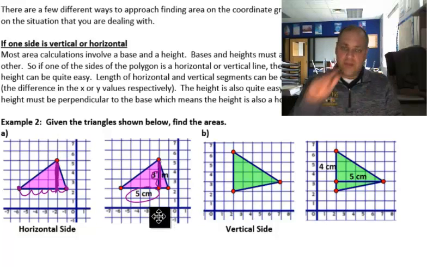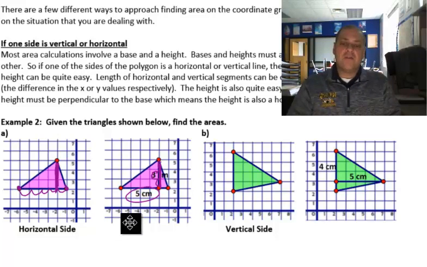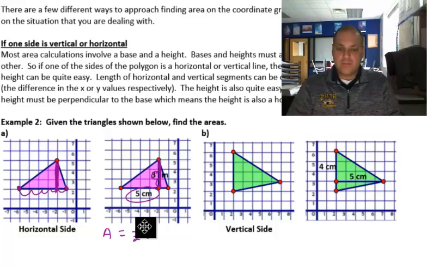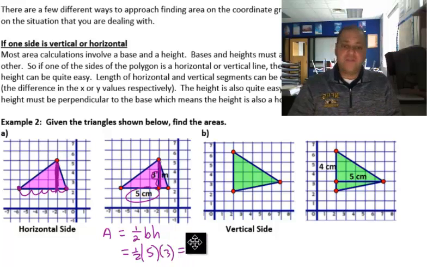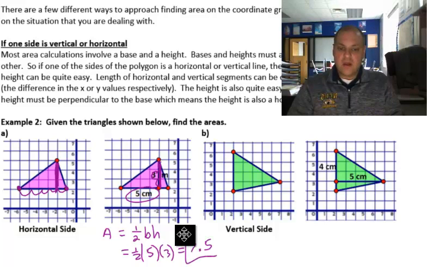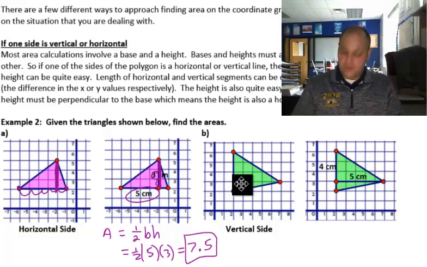Make sure it is a base and a height. So how do I find the area of the triangle? Well, area is 1/2 base times height. We should know that for a triangle. So that's going to be 1/2 of 5 times 3, and half of 15 is 7.5. So the area of that triangle would be 7.5.